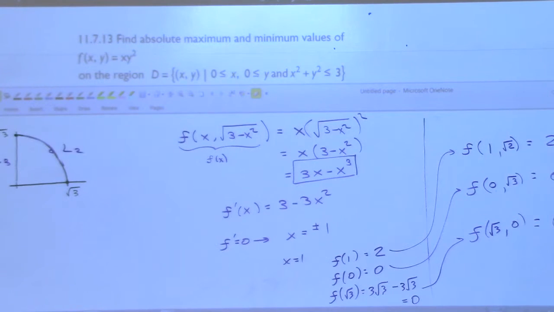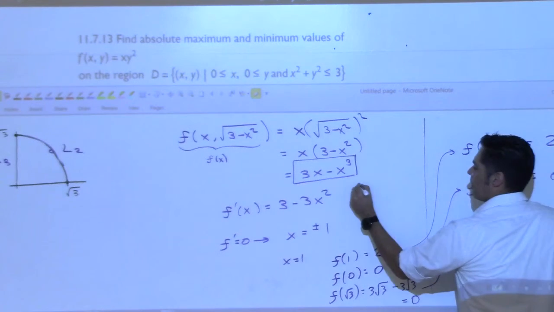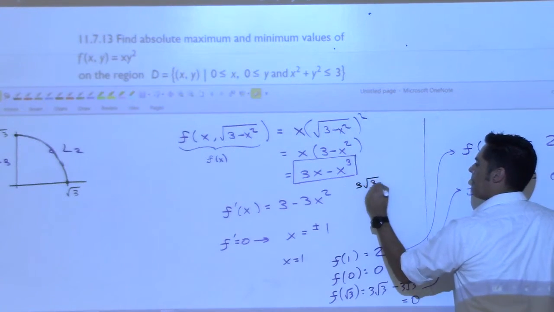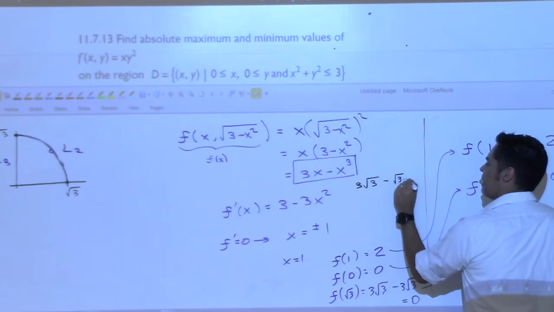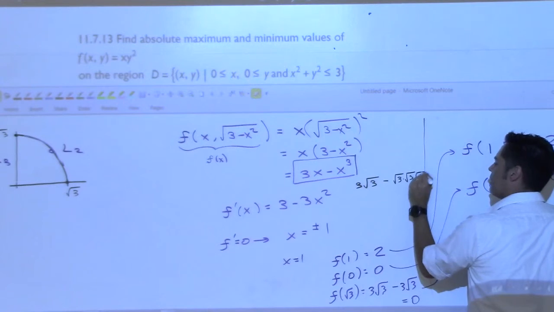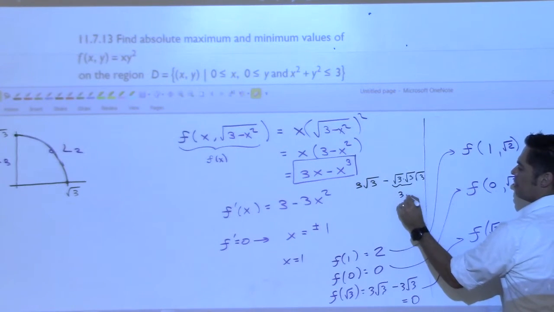Yes? I have a quick question. When you plug the f of root 3 back into the 3x cubed, or minus, on the second half of the negative x cubed, how'd you get 3 root 3? I'll just write that as root 3 times root 3 times root 3. Right? And then these two together are 3, and then you have root 3 still.